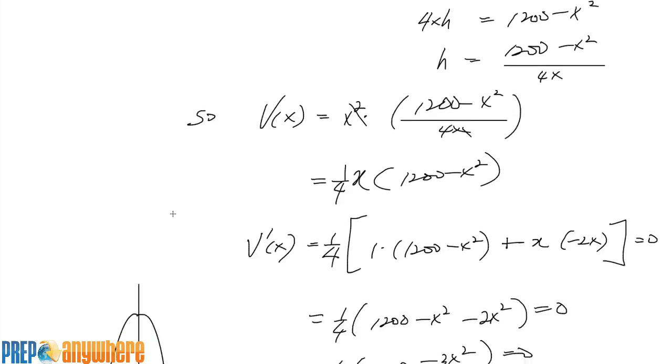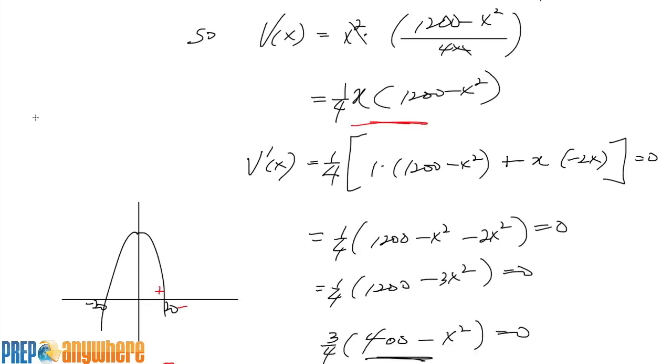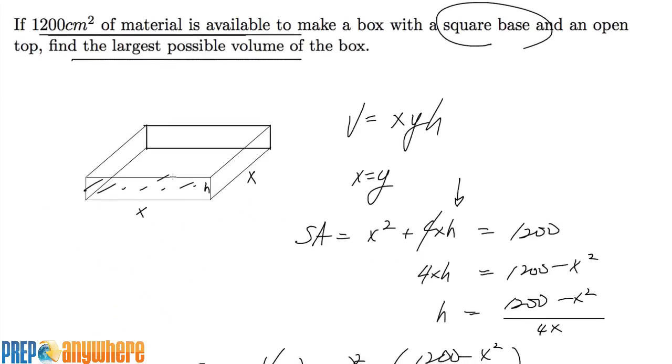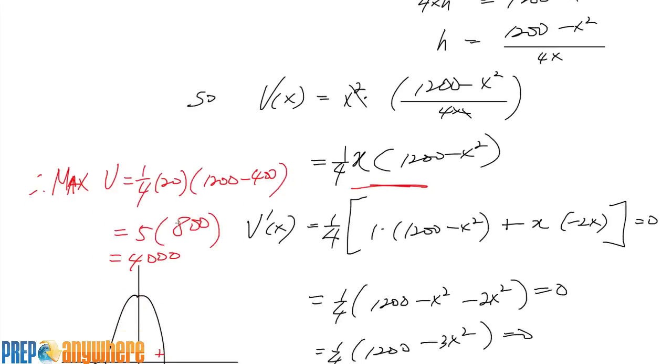Okay, so to find the maximum possible volume, let's plug it all in here now. I'm just going to put up here, therefore, max volume is equal to 1 over 4, times 20, times 1200 minus 400, 5 times 800, that's 4,000. So 4,000, the unit was centimeters, so it's centimeters cubed.